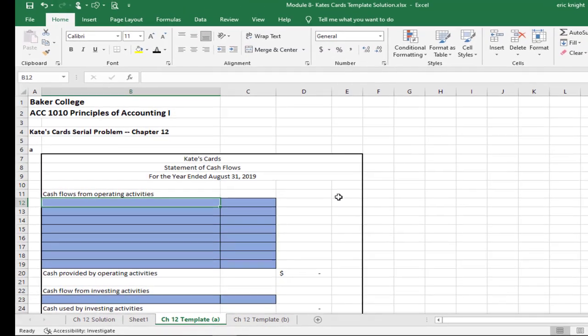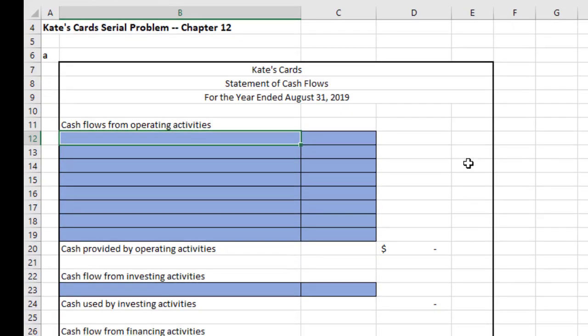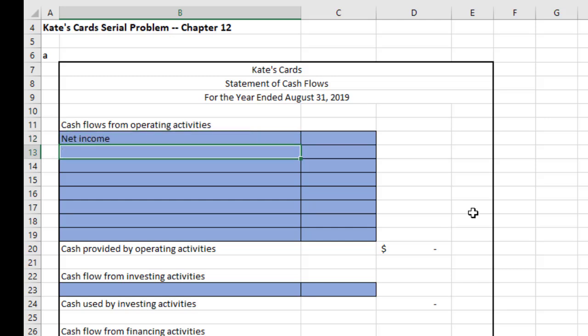So on your template, the first method is to do the indirect method. So the indirect method will start out with net income. And then since net income is an accrual-based method, net income was not calculated on the income statement using the cash basis. That means there's a lot of non-cash information in the net income. And so what we want to do is back it out, and then what we'll be left with is the cash impact from operations.